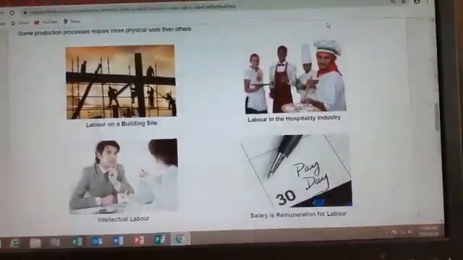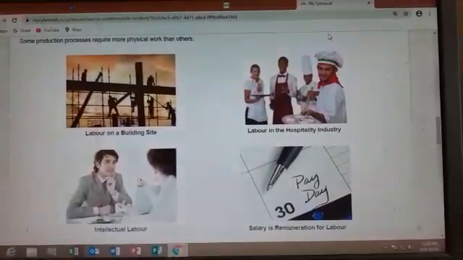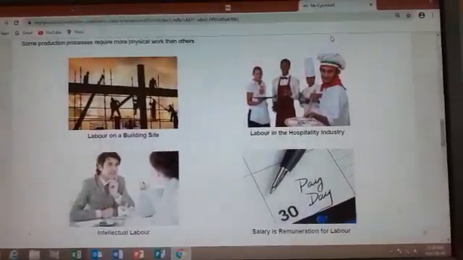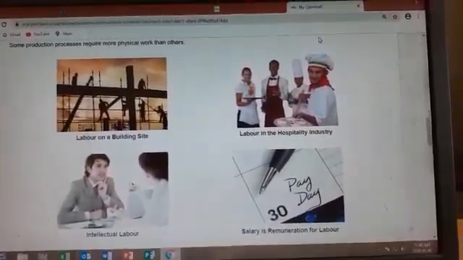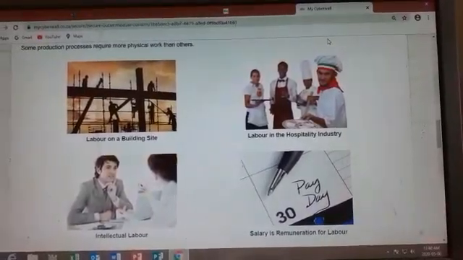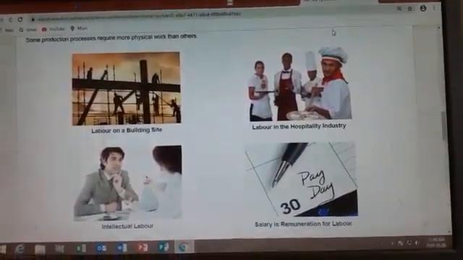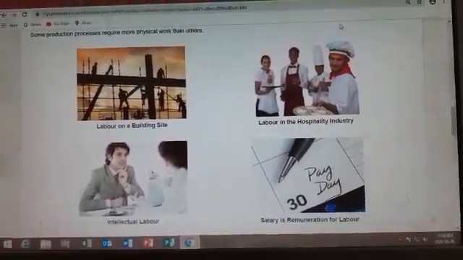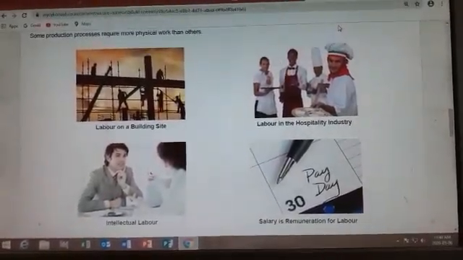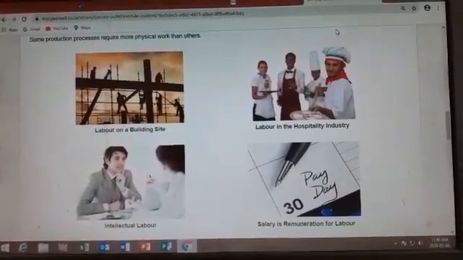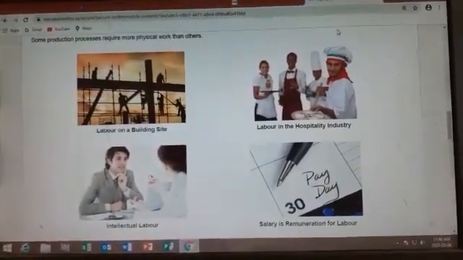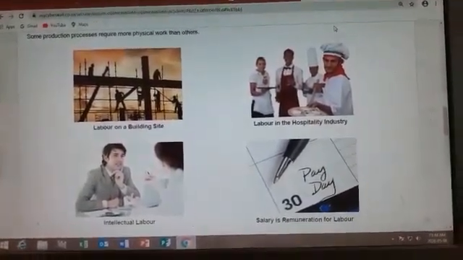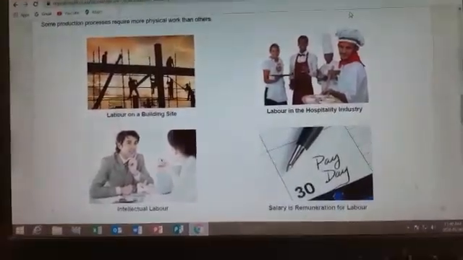Then labor in the hospitality industry, if you have a look at the next picture on the right, you can see a chef, you can see waitrons. So hospitality industry includes all sorts of things such as restaurants, hotels, etc., where they are providing a service to give you food or accommodation that you may be staying in if you go away on holiday.